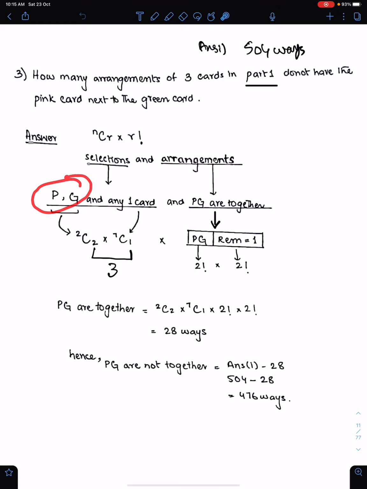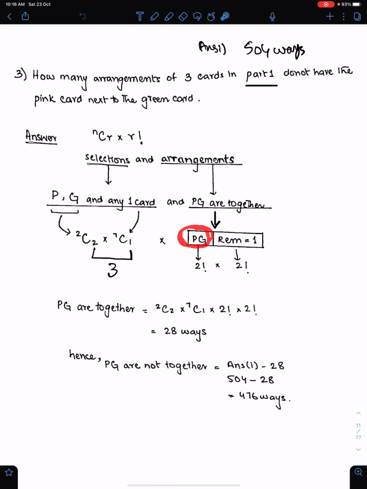So for P and G we can write 2C2. For 1 card from the remaining 7 cards we need to write 7C1. We have selected 3 cards in which we have both the pink and green cards. Now we have to arrange them with restriction. The restriction is that P and G are together. The question is do not together. So first we need to find together.